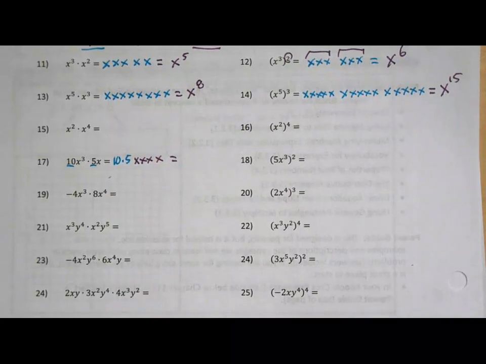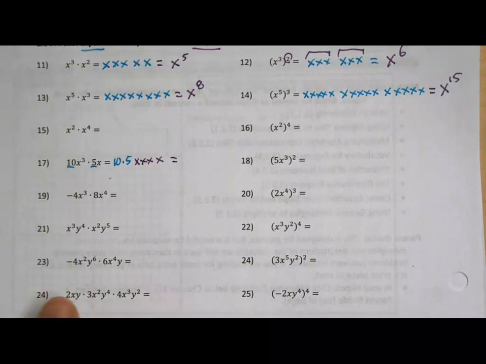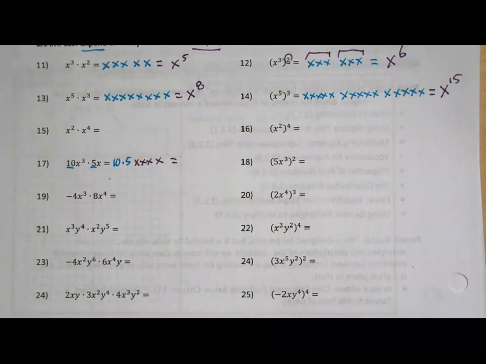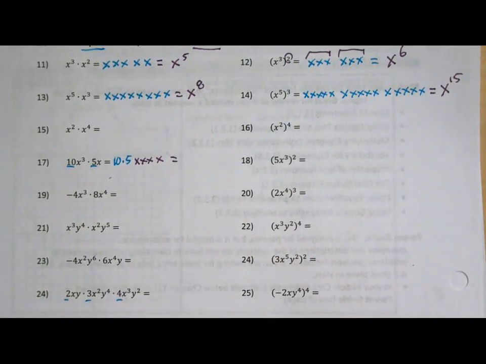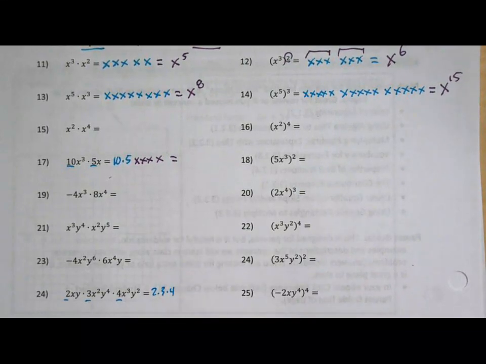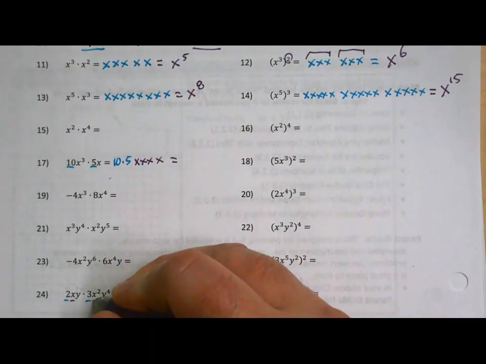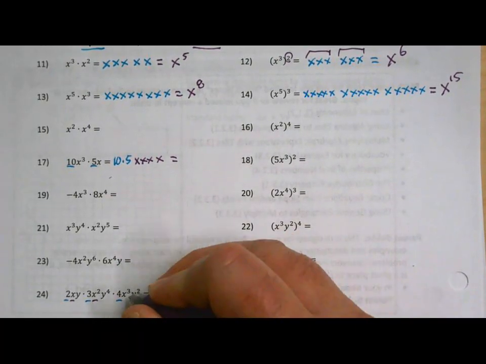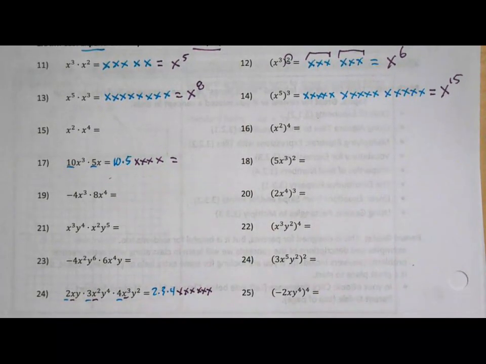So on these ones where you have coefficients, those big numbers, the way I tackle these is usually I will look at those coefficients and I'll put those at the front. 2 times 3 times 4. And then I'll go through and I'll count up my x's. Here's 1. There's another 2 here. And another 3 here. And then I'll go through and look at my y's.